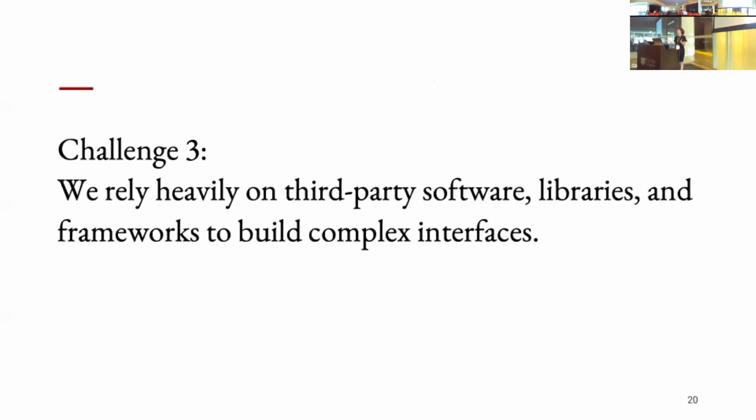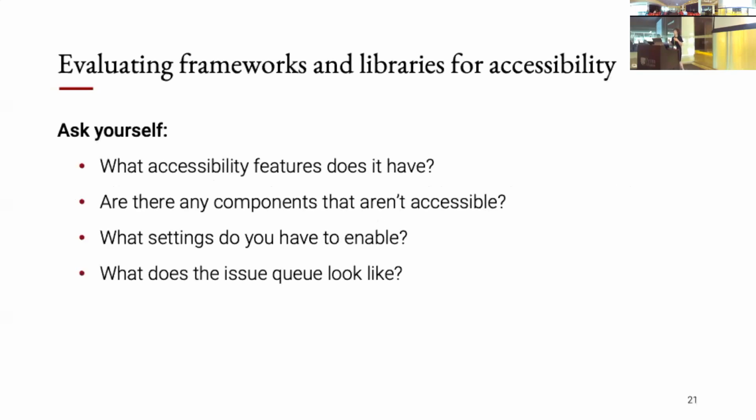And then probably the biggest challenge of them all is that we heavily rely on third-party software, libraries, and frameworks to build these complex interfaces. So I have some advice for you folks when you're evaluating different types of frameworks or libraries to pull into your projects. You have to ask yourself, what accessibility features does it already have? Do I know that it supports screen readers? Do I know that it's been tested with a keyboard? Has the vendor sent over anything telling me that it is accessible or isn't accessible?